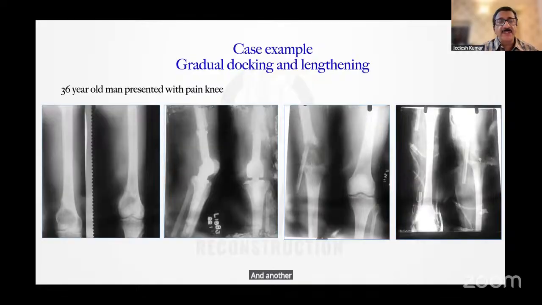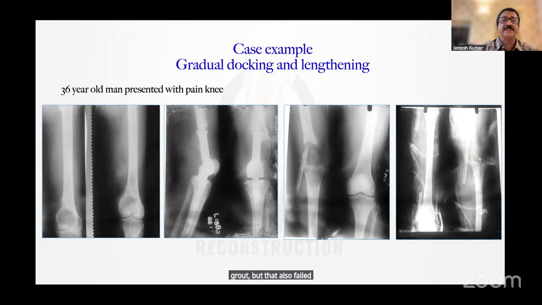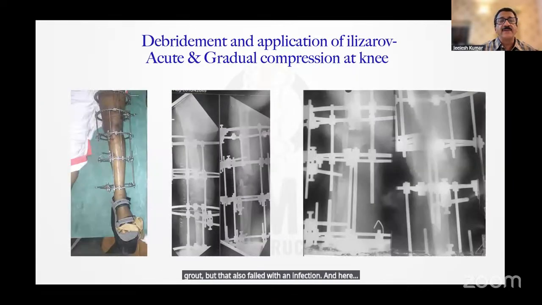And another example, a similar case, but here the GCT was in the lower femur. Again, it was a limb salvage surgery, and they tried arthrodesis with a fibula graft, but that also failed with an infection. And here, after infection control, we did the Ilizarov application.